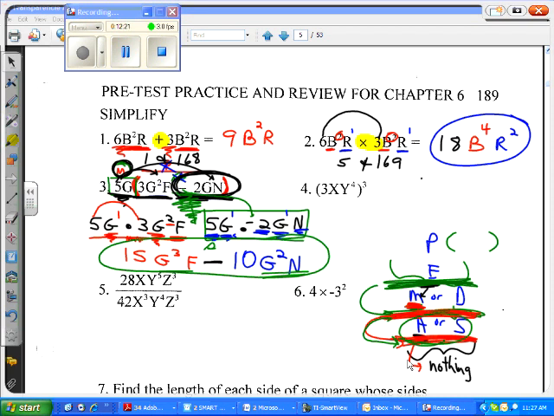Number 4. Again, as we begin a problem, we're going to say what operations are we dealing with. And we have that 3 crammed, raised to the parenthesis. The 3's crammed on the parenthesis, but it's crammed on there as an exponent.